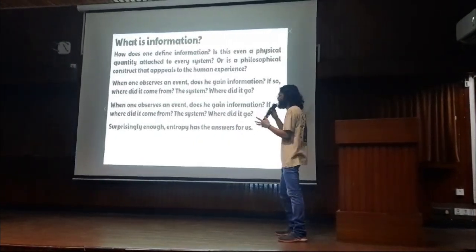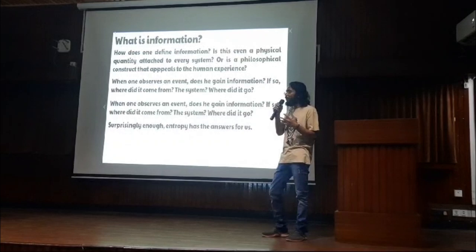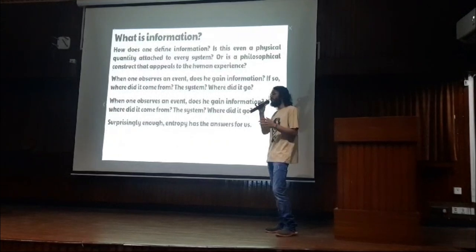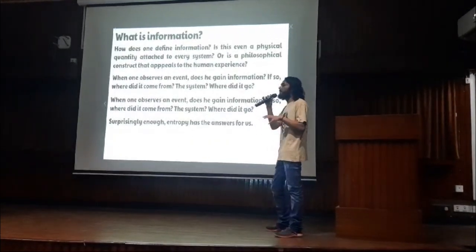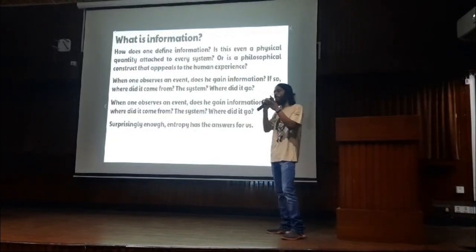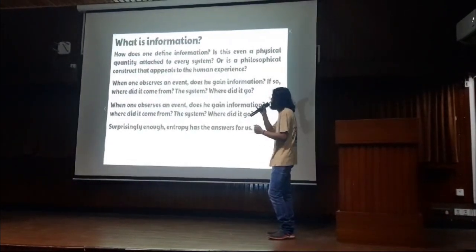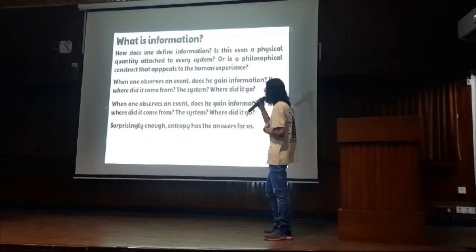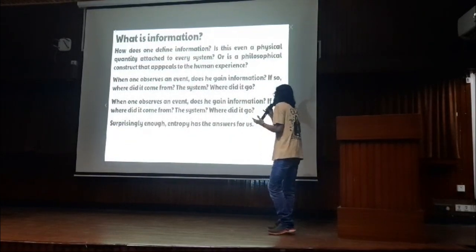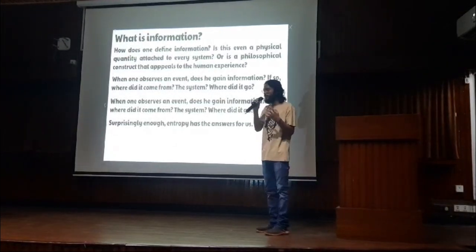So the question to these is actually answered mathematically. Entropy is surprisingly going to be the major player here, formalizing information into a mathematical quantity, where we will use entropy to put some quantifiers to our claims about information. But before that, I'll address the question: when one observes an event, does he gain information? If so, where does it come from? And if he is gaining information, how much information is he gaining?